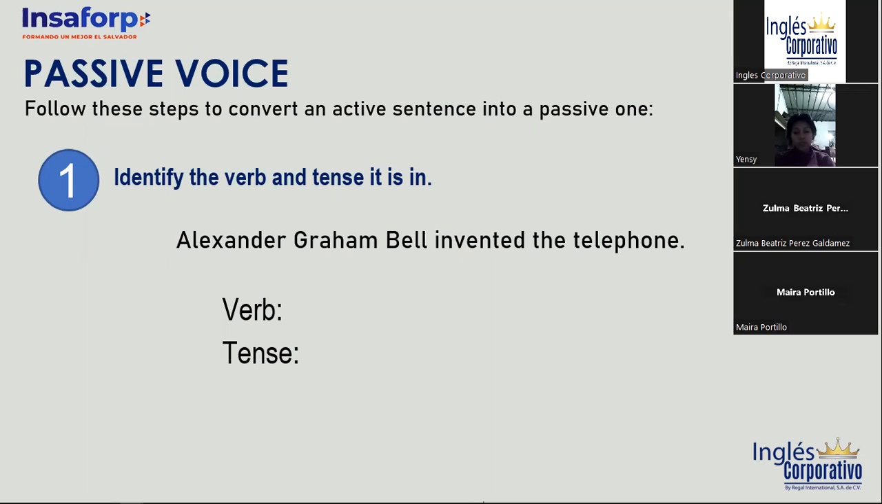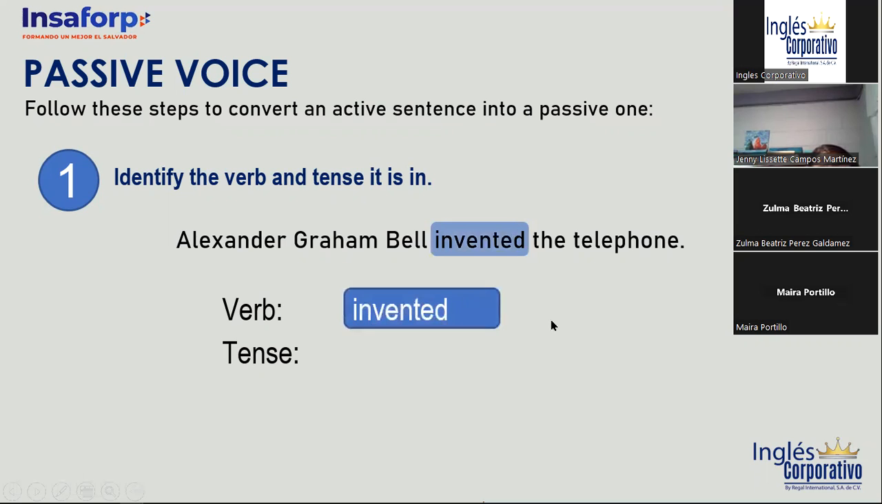So here we have a sentence. Alexander Graham Bell invented the telephone. Okay, so what is the verb, guys? Invented. Very good. That is the verb, right? And what about the tense? Past. Well, this is an active sentence, es activa, por lo tanto está en past simple. Alexander Graham Bell invented the telephone.